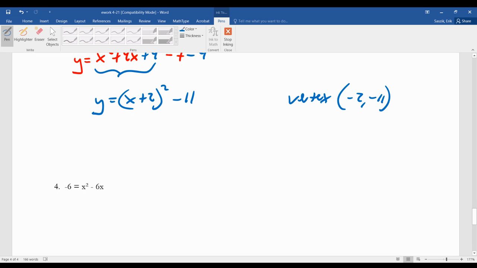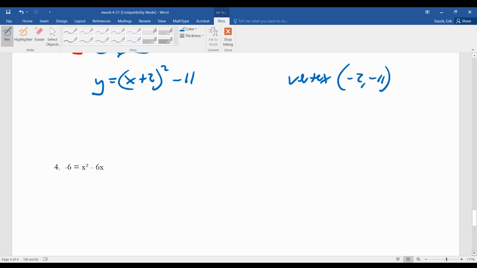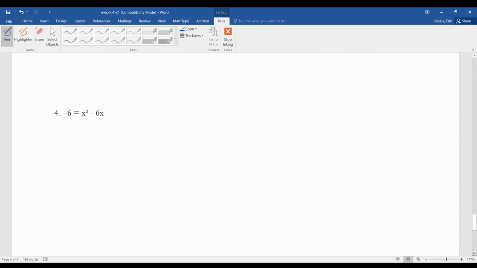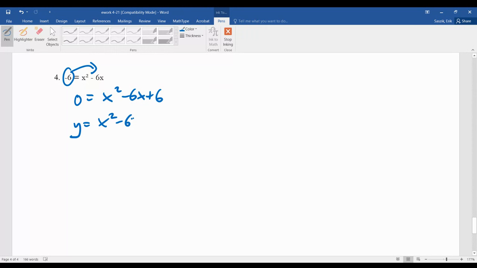So this is kind of the new step 1: you want to make sure that everything's on one side of the equation. Of course, we've done that many times before. You want it to be equal to 0, and then you change that 0 to a y, or f of x or g of x or whatever. We want everything on the side where x squared is positive, so we would move this over. So x squared minus 6x plus 6. This is y, x squared minus 6x.